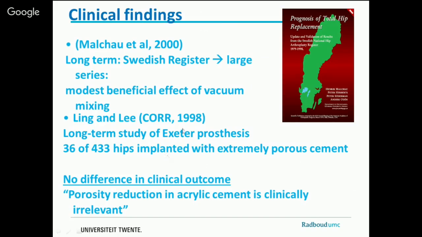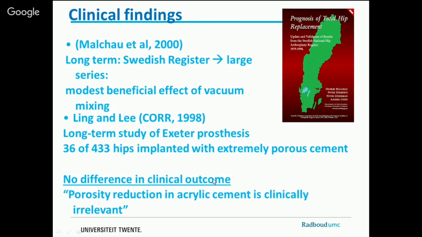If we look at the Swedish register, they found that vacuum mixing doesn't matter. Malchau is the author of the Swedish register. He says that vacuum mixing doesn't do anything. To remove all the bubbles doesn't make any difference. So don't bother. It's expensive. It costs time in the operating theater. And Mr. Ling and Lee, they also said that their implants are doing super well, even with extremely porous cement. Porous means with a lot of air bubbles. So there is no difference in clinical outcome.